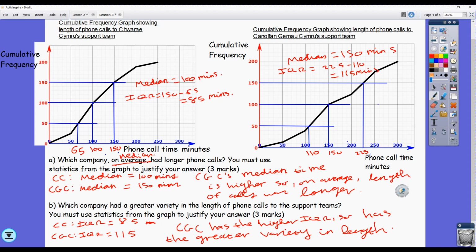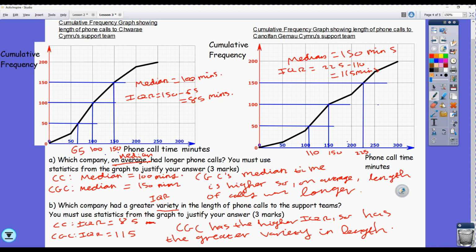And then for the variety, when you see variety or spread or anything like that to do with consistency, you should be thinking of the interquartile range. So the interquartile range for Chwarae Cymru was 85 minutes, and for Canolfan Gamer Company was 150 minutes. Now, the Canolfan Gamer Company has the higher IQR, so it means that it has the greater variety in the length of phone calls.